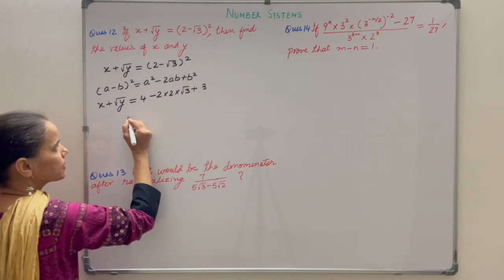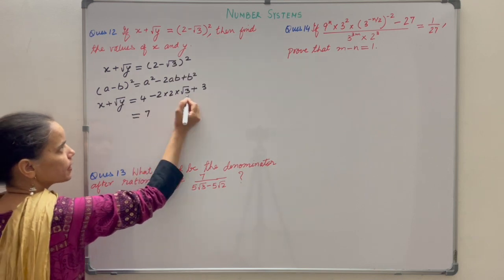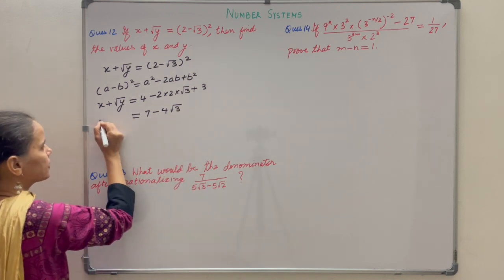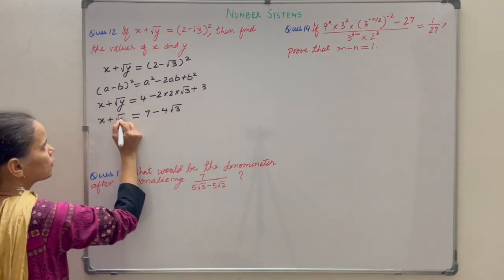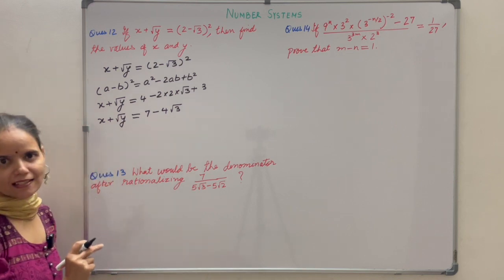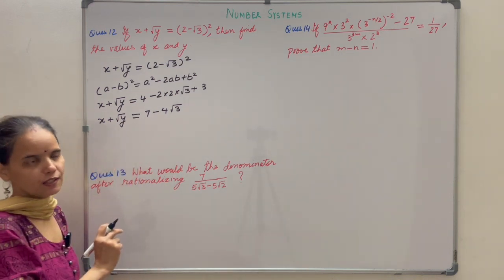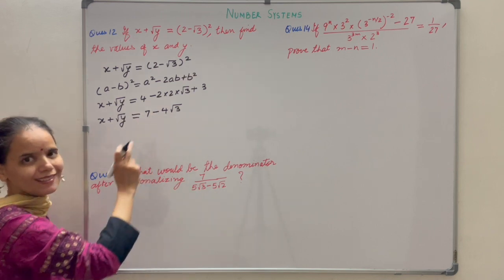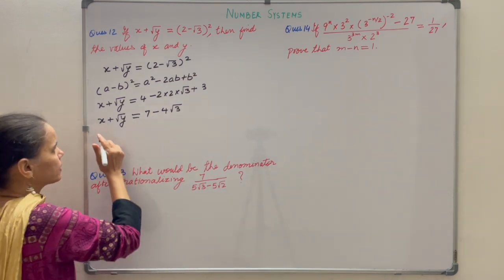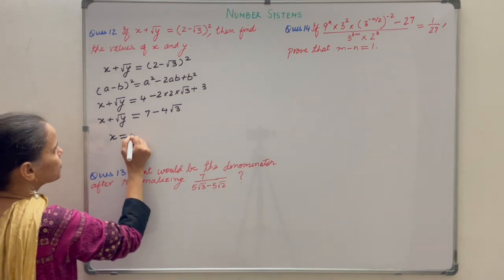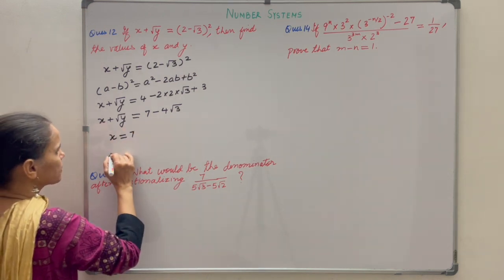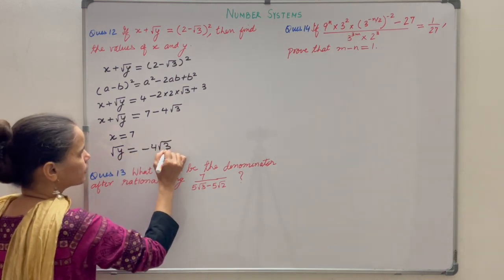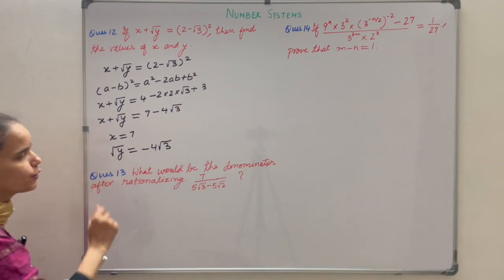So 4 plus 3 gives you 7, and here you have minus 4 root 3, and on this side you have x plus root y. Here x is a rational number and 7 is a rational number. Here root y is an irrational number and minus 4 root 3 is an irrational number. So let us equate them. So you have x is equal to 7. So you got the value of x, and root y is equal to minus 4 root 3. So you have to calculate the value of y.